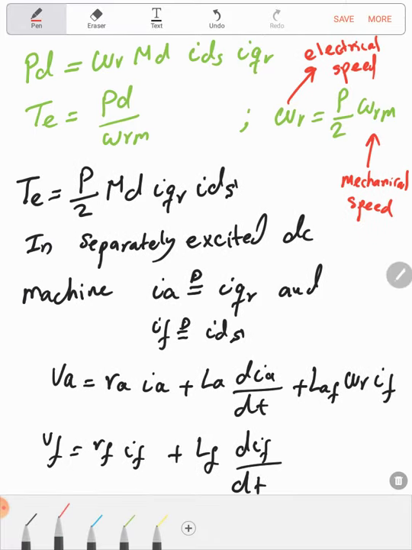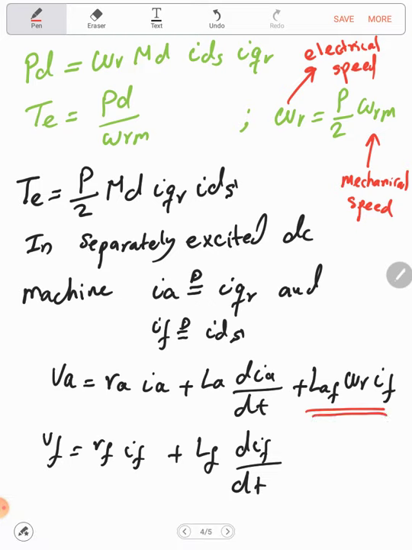Now, this term actually is the back EMF, which we call EA. So, EA is proportional with omega R if the field is fixed, if IF is constant.